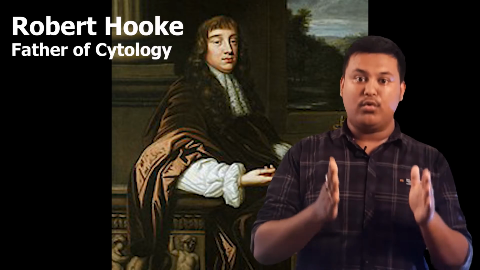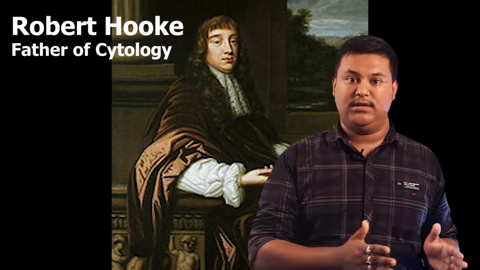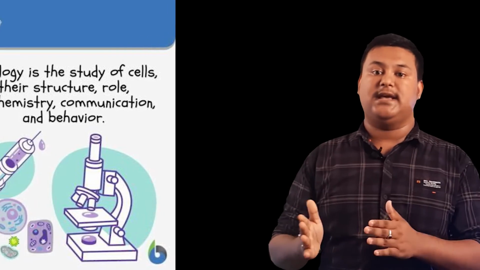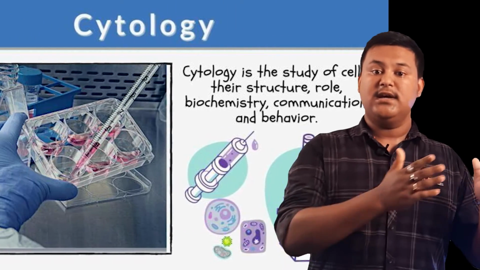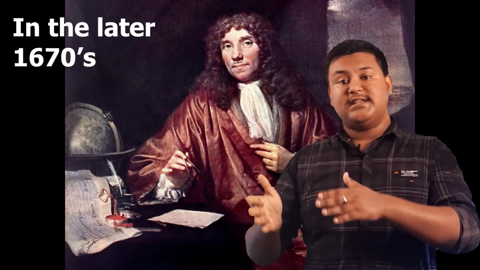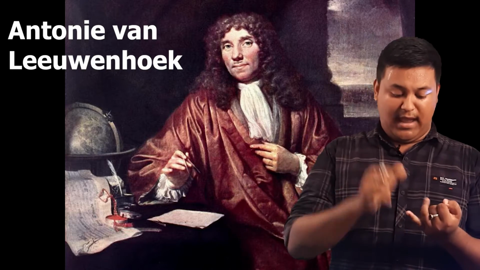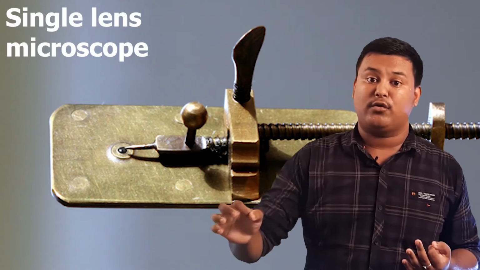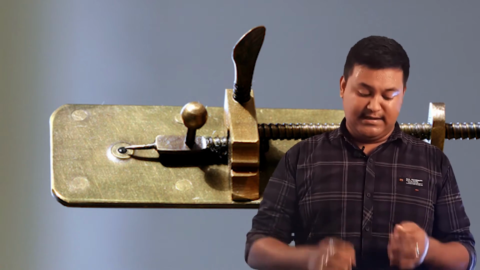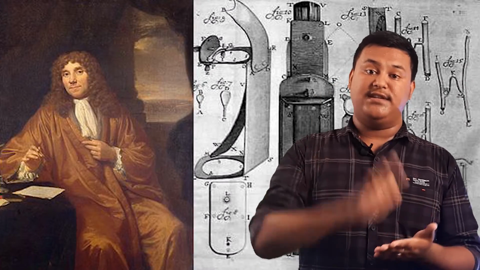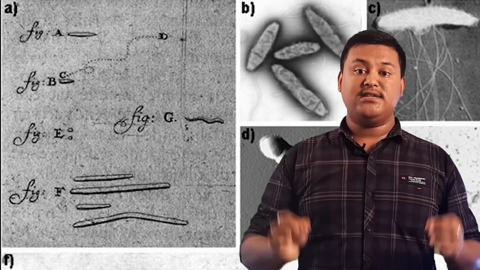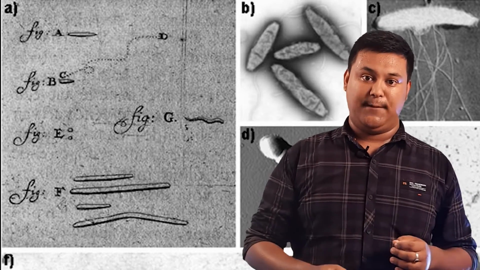Okay, then we also need to know that Robert Hooke was known as the father of cytology. Why is he known as the father of cytology? Because cytology is the branch of science which deals with the study of cells. That's why Robert Hooke is known as the father of cytology. In the later 1670s, another scientist named Antonie van Leeuwenhoek came. He observed under a single lens microscope which was made by himself. And then what did he observe? He discovered the first living cell, that is bacteria.